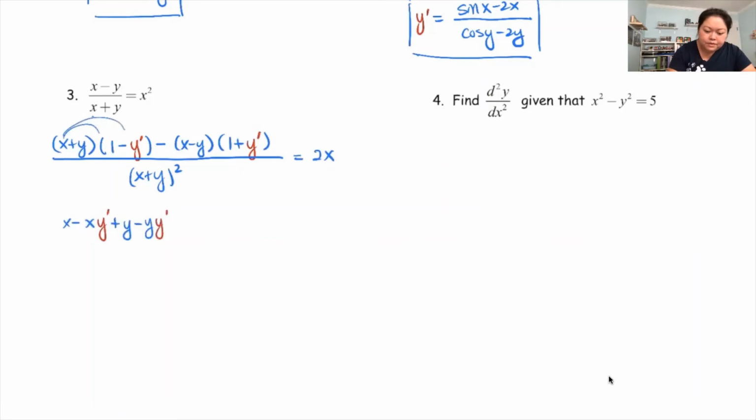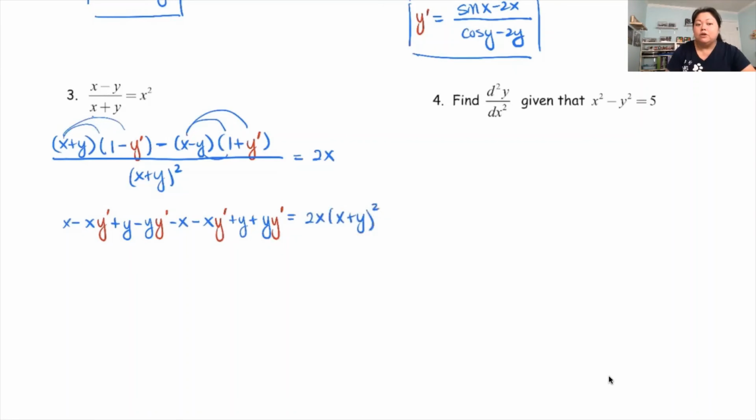Be careful of the next distribution because you have a minus here, so watch out for that. I have x times 1, that's x, but don't forget the minus, so minus x times y prime, so minus x y prime. And then now I'll distribute this negative y, but don't forget there was a minus 2 in the front of it, so actually I'm distributing a positive y. That makes it easier. So plus y, and then y prime, beautiful. And on the right-hand side, 2x times x plus y squared.